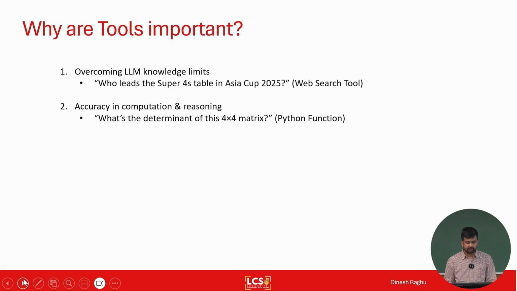So let's summarize. Why are tools important? One easy example that we took was a web search tool, where it helps overcome an LLM's knowledge limits. Two, it can provide accurate reasoning and computations that can help you solve math problems or any other related reasoning problems. You can use Python functions or some APIs that can help you do math problems and things like that. But why is this very important, right?